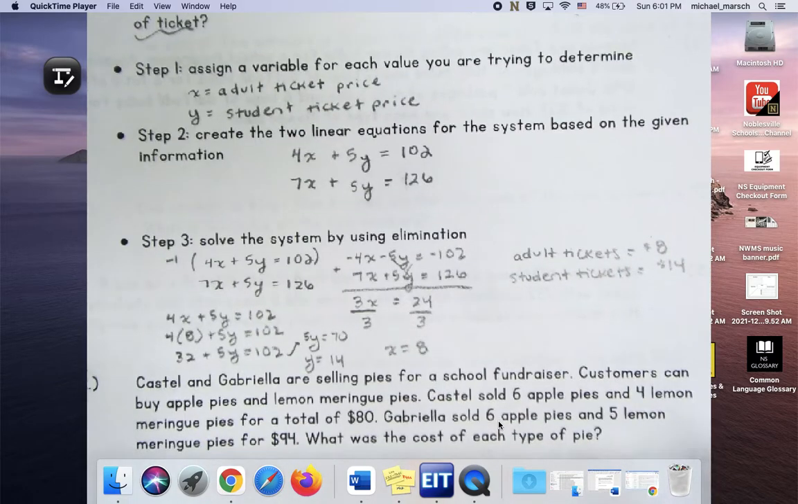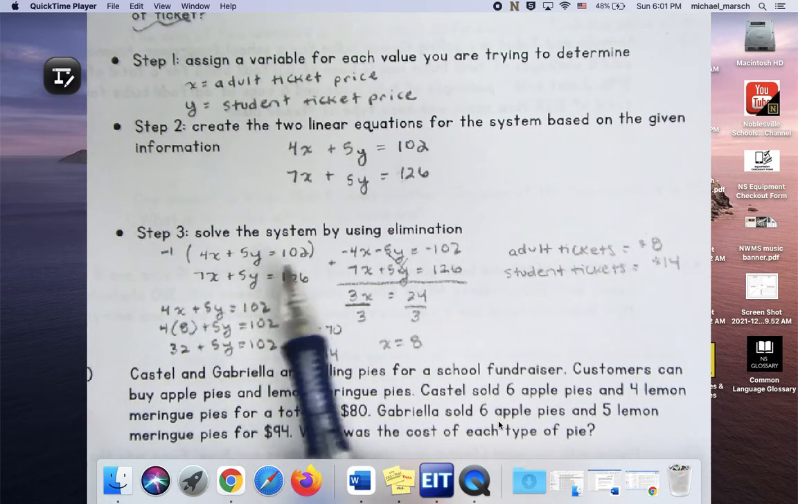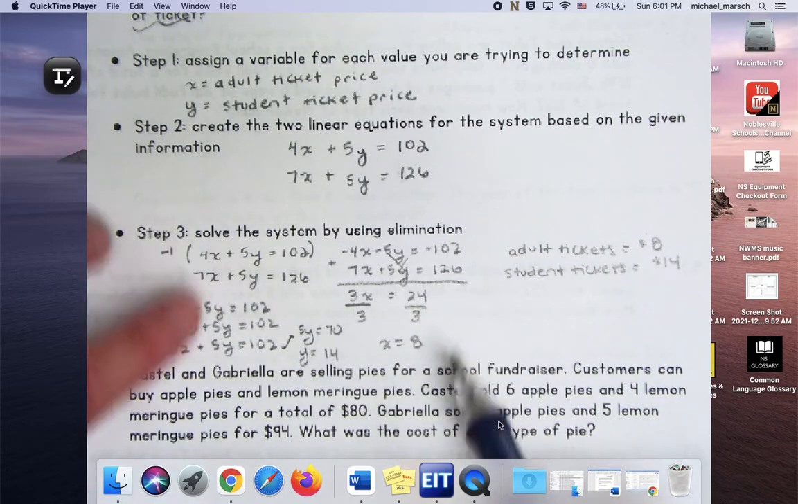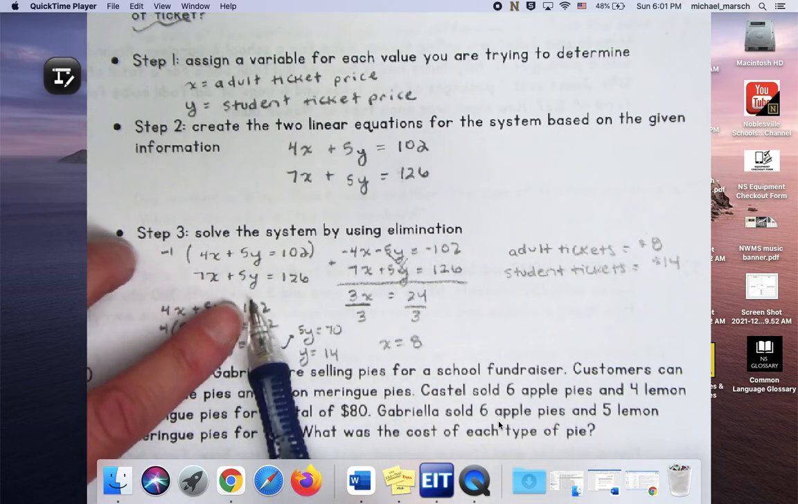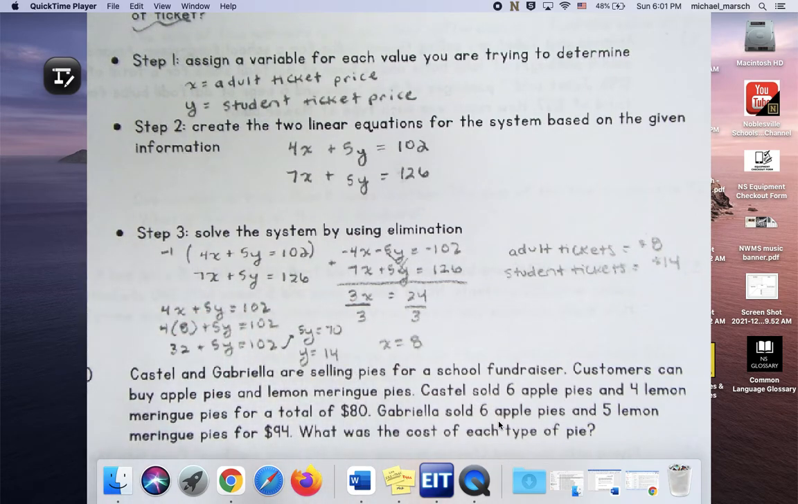How could I check this? Well, I can do 4 times 8 plus 5 times 14 and hope that it adds up to 102. And that would be my situation. I could also do 7 times 8 plus 5 times 14 and hope that that equals 126.